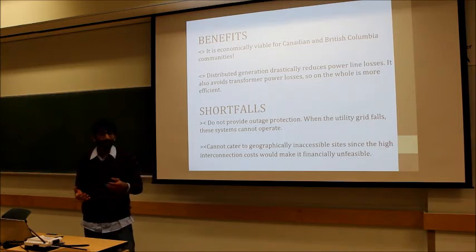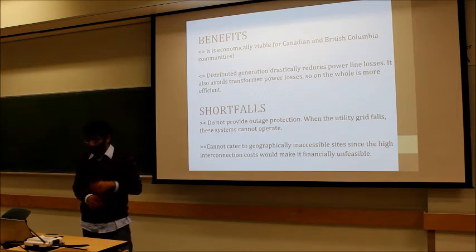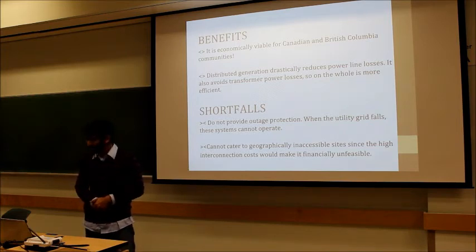On the other hand, a grid-tied system has shortfalls as well. Unfortunately, the grid-tied system does not provide outage protection. So when the utility grid fails, these systems cannot operate by themselves. Another issue is that it cannot cater to geographically inaccessible sites, since there are very high interconnection costs, which would make it financially unfeasible. Which brings us very neatly into our next topic of off-grid systems, which is especially important in Canada.